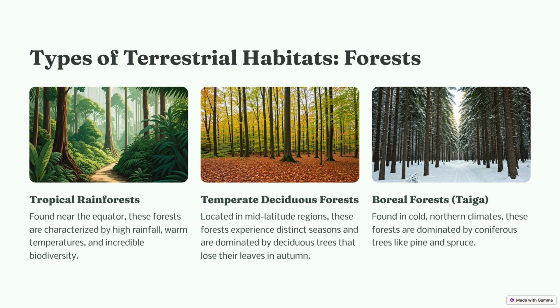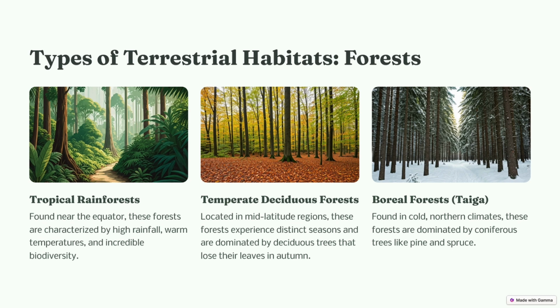So let's have the types of terrestrial habitats. First, let's have the forest. So forest, we have tropical rainforest, temperate deciduous forest, and we have the boreal forest or the taiga. Tropical rainforest found near the equator. These forests are characterized by high rainfall, warm temperature, and incredible biodiversity.